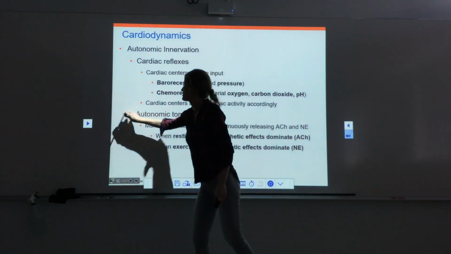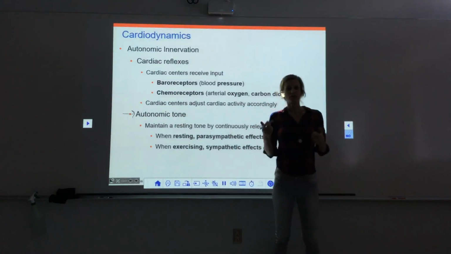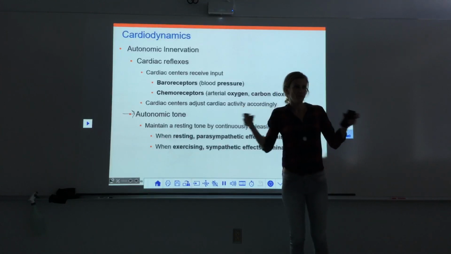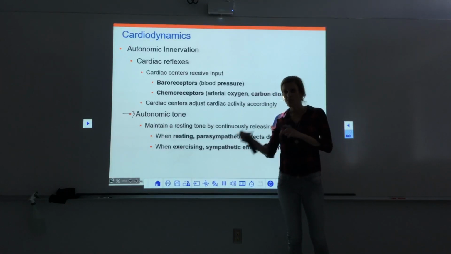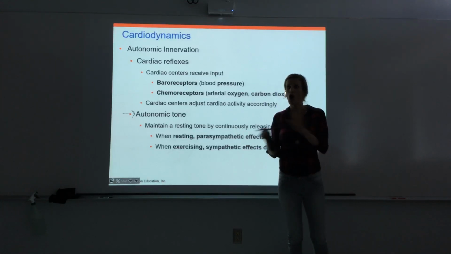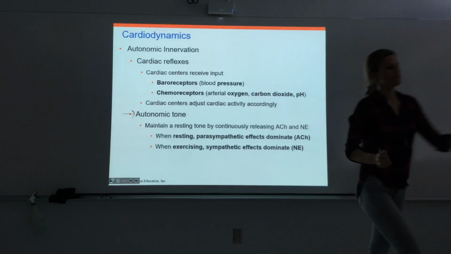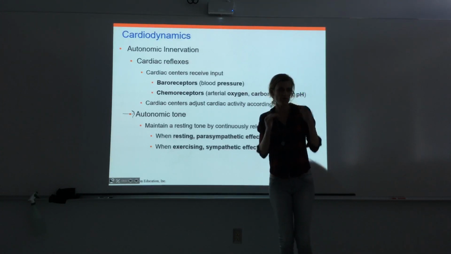Okay, so I'm kind of skipping right here and then we'll come back up to the top. We call this autonomic tone. We maintain some tone, some autonomic input to the SA node from both the sympathetic and parasympathetic nervous system all the time. So you don't start at zero. And the reason for that is it allows for more kind of intricate adjustments of the heart rate.